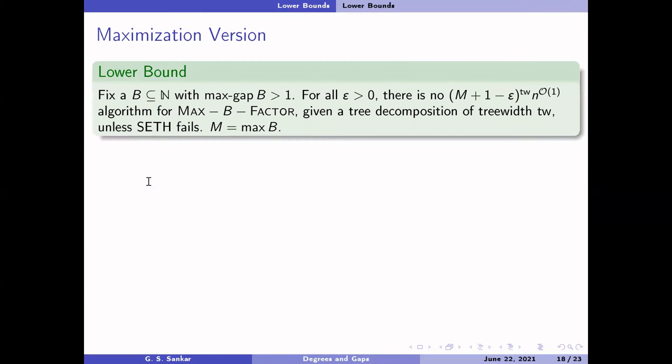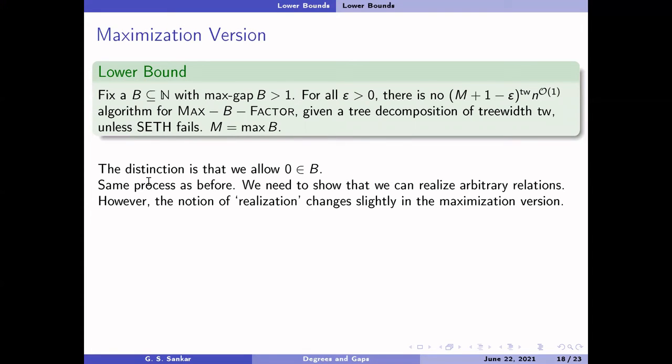Now we look at the maximization version. In the maximization version of B factor, we want to find the largest solution such that the degree constraints are met. And we want to show a similar lower bound here. But the difference here is that we can assume that 0 is also in the set, because in a maximum solution, it's possible that some vertices have degree 0. And the process is the same as before. We just need to show that we can force edges and realize equality nodes. But the notion of realization changes slightly in the maximization version, and the reason will be clear in a minute.